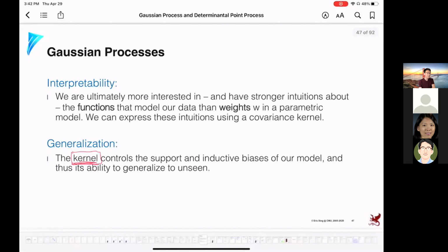And that's actually all the information you want to put into your Gaussian process model, because other than the kernel function, everything will depend on the data you get.